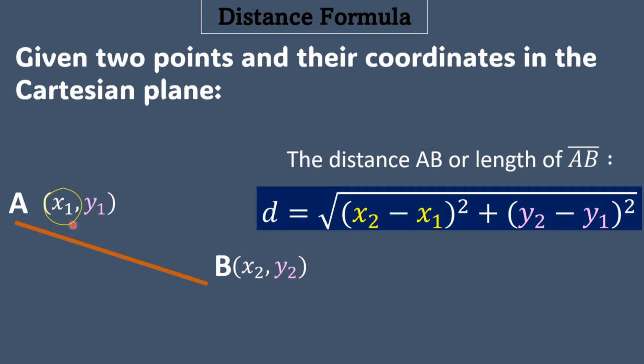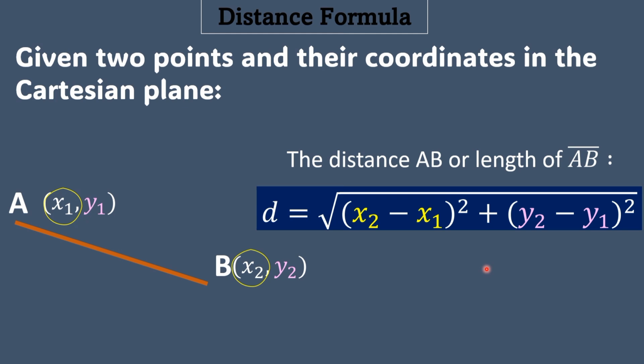Interchanging the x sub 1 and x sub 2, or y sub 1 and y sub 2, the result of the square of the difference of the 2 x's is always positive, and so with the square of the difference of the 2 y's.